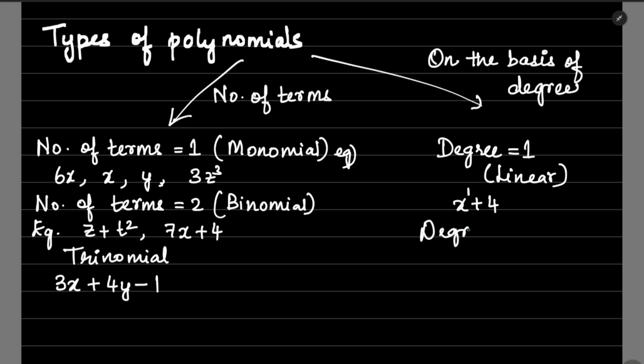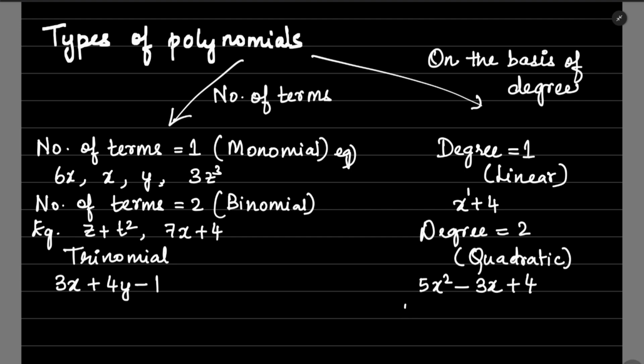If the degree is 2, that means the highest power of the variable in the polynomial is 2, then it is called a quadratic polynomial. This is something which you have to remember. For example, 5x square minus 3x plus 4. In this particular polynomial, the highest power of the variable is 2, and the highest power of the variable is nothing but the degree of the polynomial. So whenever you have degree 2, that polynomial is called a quadratic polynomial.